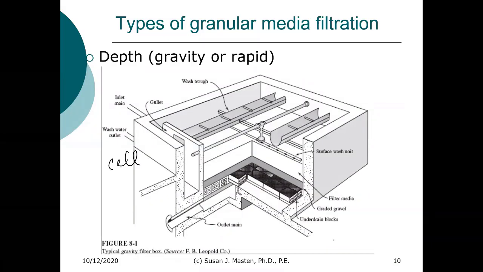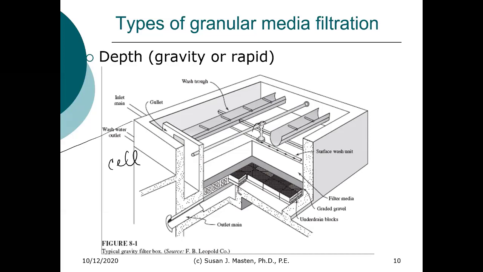So this is a cutoff, as I mentioned. Your filters are always designed with two cells. So here, there's a whole other system mirror imaged on this side. That's because of the pumping and piping requirements. So you can see this gullet in the center. You have your wash troughs here.